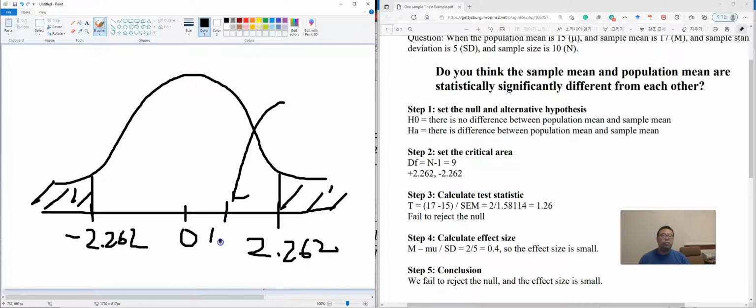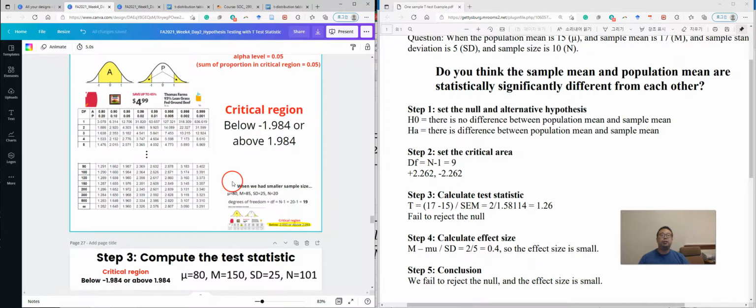So 1.26 is around here, right? So what we will do in the conclusion, what we already know, is that we failed to reject the null. We will just say that we cannot reject the null, so there is no statistically significant difference between the population mean and the sample mean. So that will be our process of the calculation.